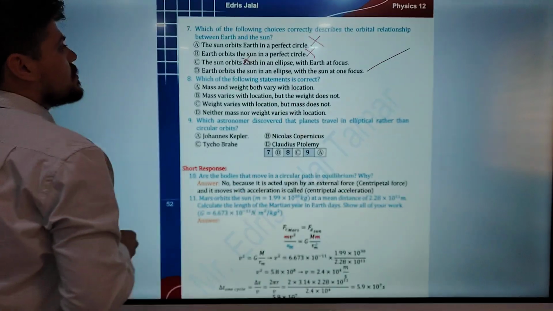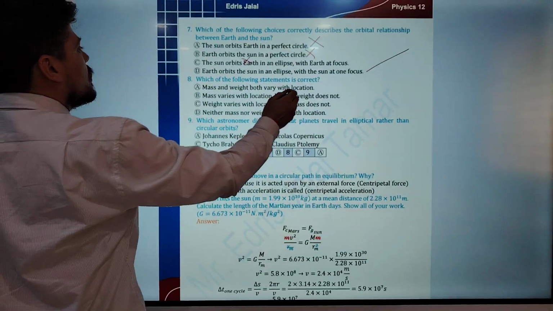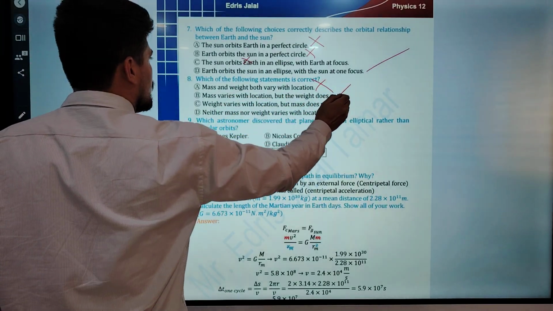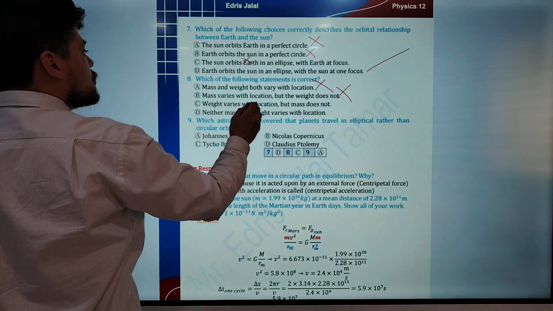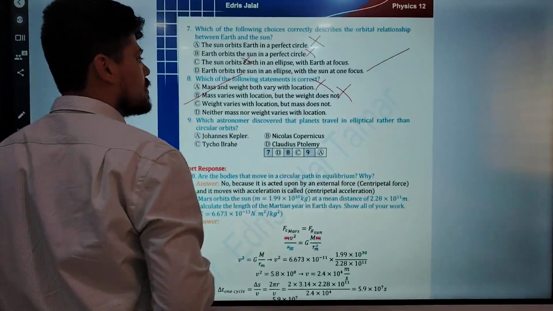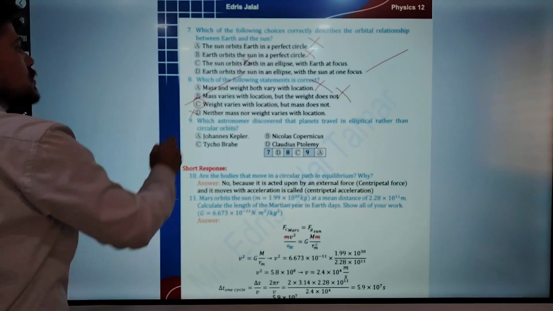Which of the following statements is correct? Mass and weight both vary with location? No. Mass varies with location but weight does not? No. Weight varies with location but mass does not? Yes. C is correct. Neither mass nor weight varies with location? No. Okay, so the correct answer is what?